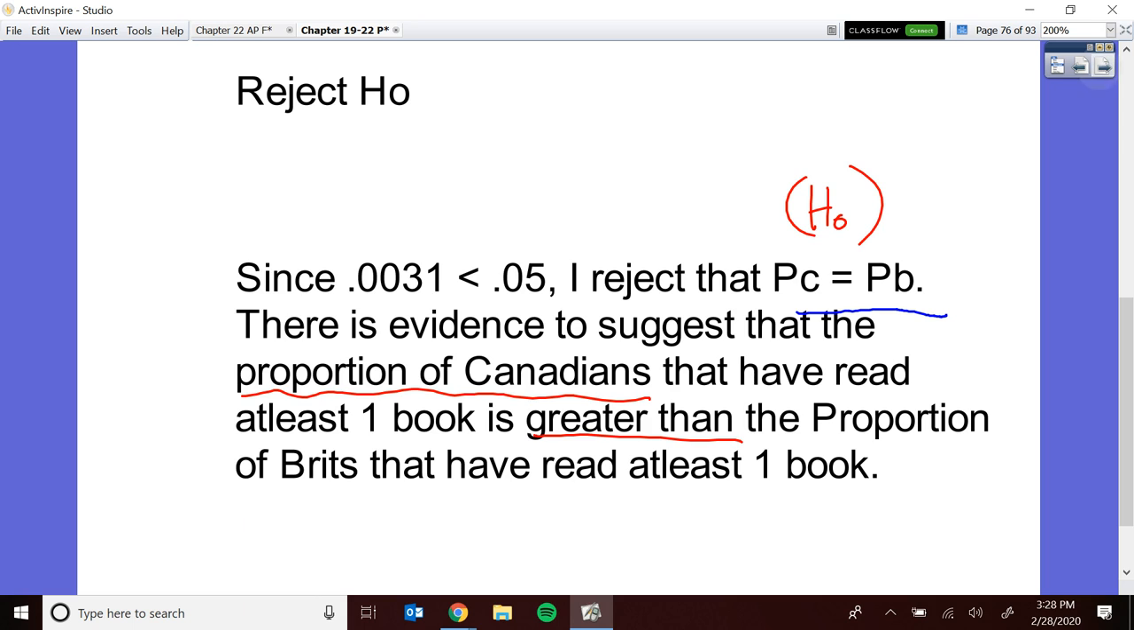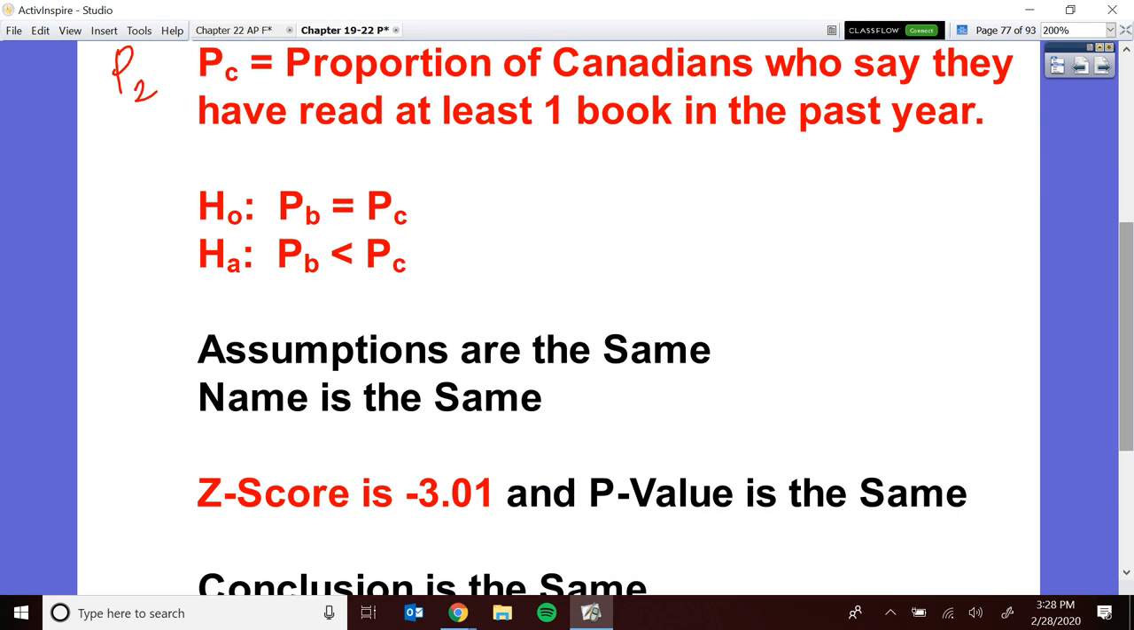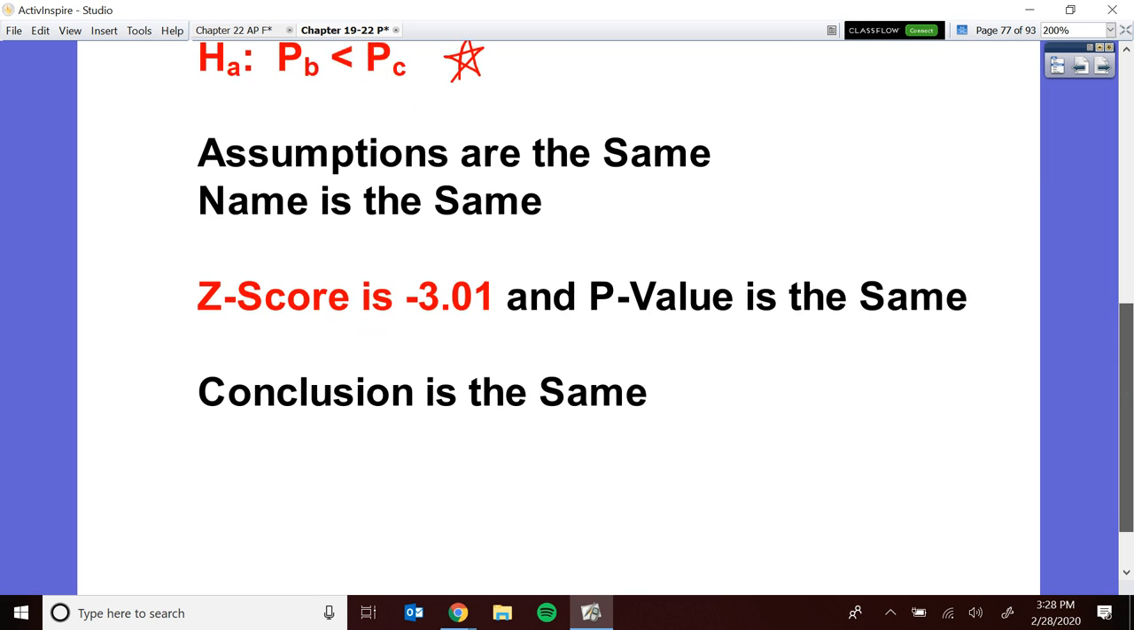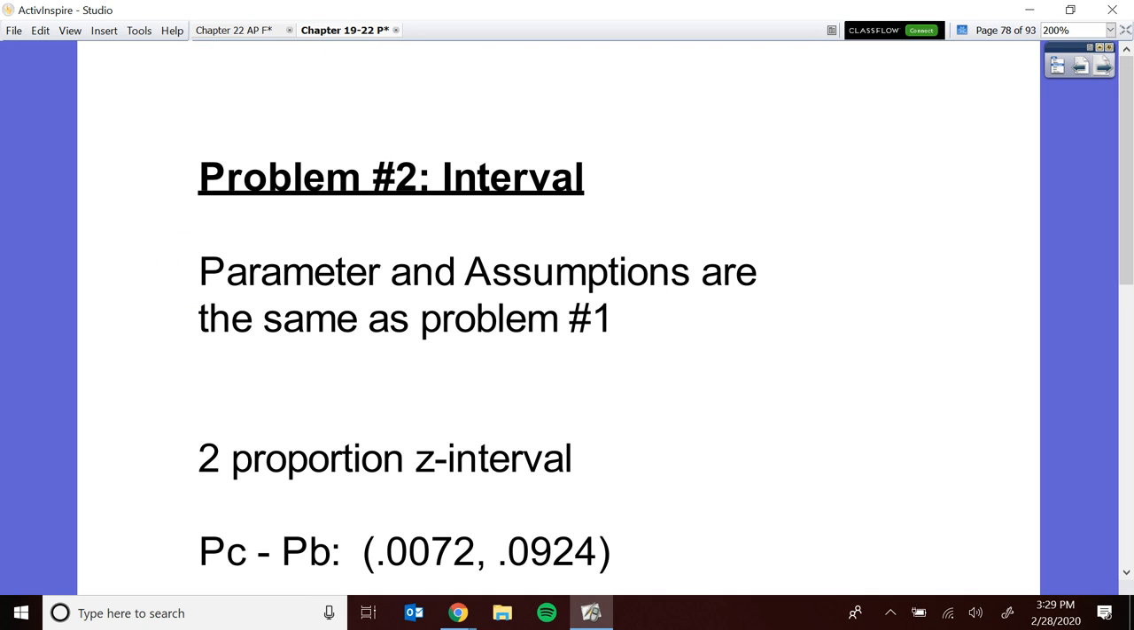All right. Now, what if you had changed your order and you made the Brits P1? Most of this would have been the same. Here's what would have been different. Of course, if you had called your P1 the Brits and your P2 the Canadians, then your HA looks like this, and your z-score is a negative. Everything else is the same. The p-value comes out the same. The conclusion is the same. All good. All right, but let's go ahead and talk about the interval, problem 2.